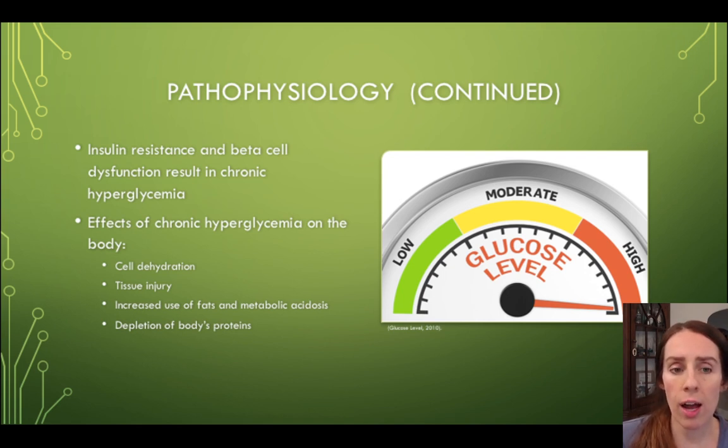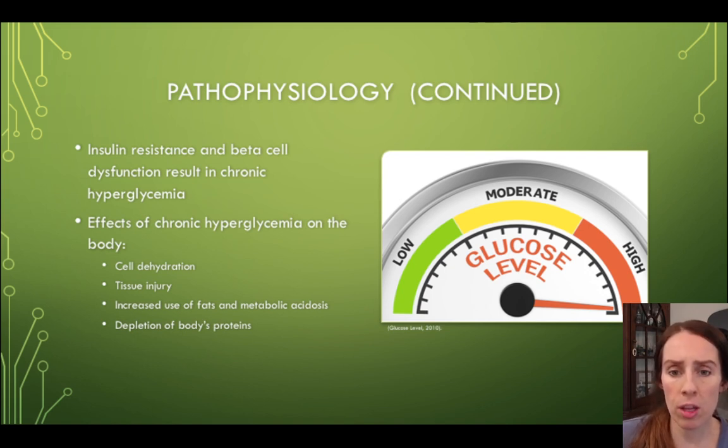The effects of chronic hyperglycemia on the body can be cell dehydration. Elevated blood glucose levels can increase the osmotic pressure of extracellular fluid. The body tries to compensate by pulling water out of the cells. Further compensation is attempted when excessive glucose is excreted in the urine. This causes less water to be absorbed by the renal tubules. When too much water is excreted, it can further the dehydration.